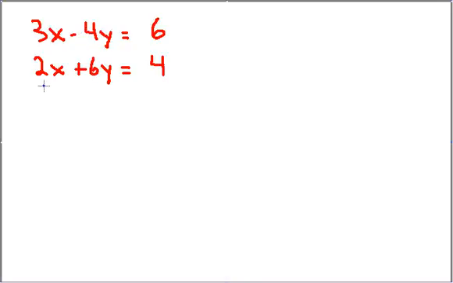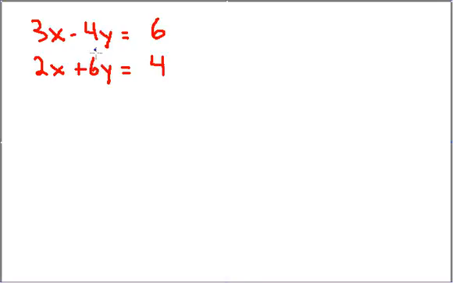Now you need to start thinking of common multiples. Well, what is the common multiple of 2 and 3? 6. 6 is a common multiple. So what if we decided that we wanted to get a situation where we had a 6x up here and a 6x down here? We could then subtract the two equations together. That's one option.